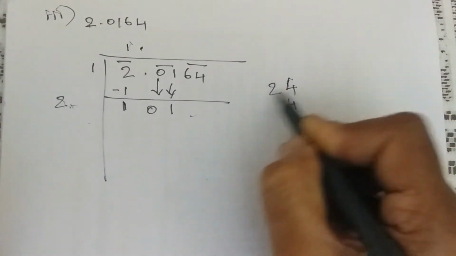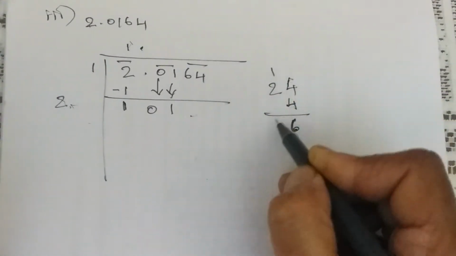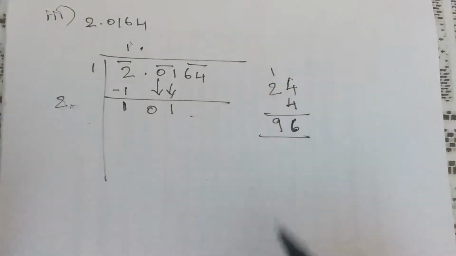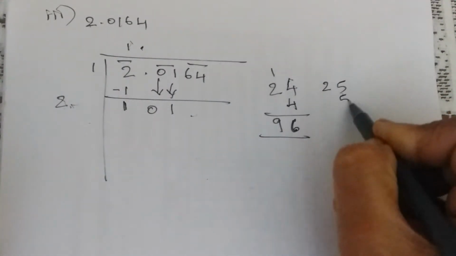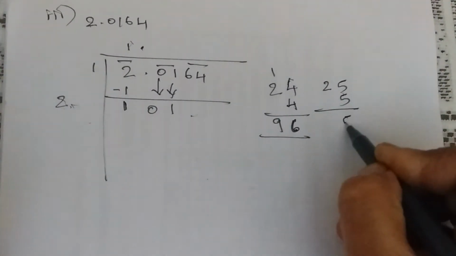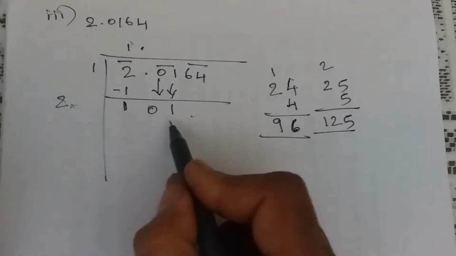Shall we check? With the 2, you put 4 and multiply by 4. 4 4s are 16, carry 1. 4 2s are 8, 8 plus 1, 9. Yes, it is nearest to 101, but still it is less than that. Let us check with the next number 5 also and see what we are getting. 5 5s are 25, carry 2, 5 2s are 10 plus 2, 125, which is more than 101.